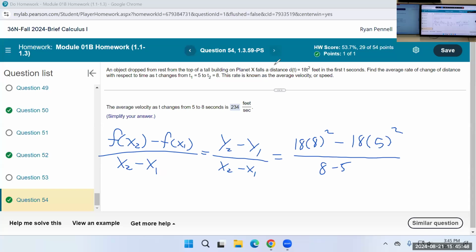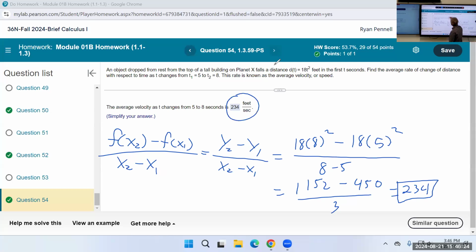64 times 18 minus 18 times 25, divided by 3. That gives 234. Average rate of change, or said another way, what is the slope? So 234 feet per second. It sounds pretty heavy, but it was just finding the slope.